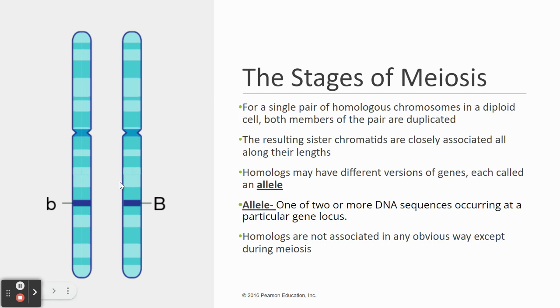For example, if you look at this picture, you have a little b and a big B. Those are two versions of the same gene. Your mom has one version, your dad has another. This is also kind of talking about possibly the dominant genes. We might get into that when we get into Mendel's ideas, and we'll talk more about alleles when we get there. Homologs are not usually associated in any obvious way except during meiosis. It's the only time we really care about the homologs and how they pair up.